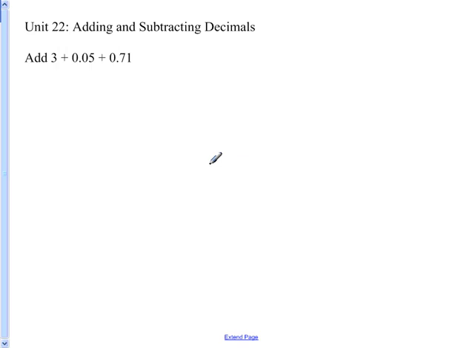Today we want to cover how to add and subtract decimal numbers. Again, one of the problems that students have is trying to realize when should I line up my decimals and when is it not important to line up my decimals.